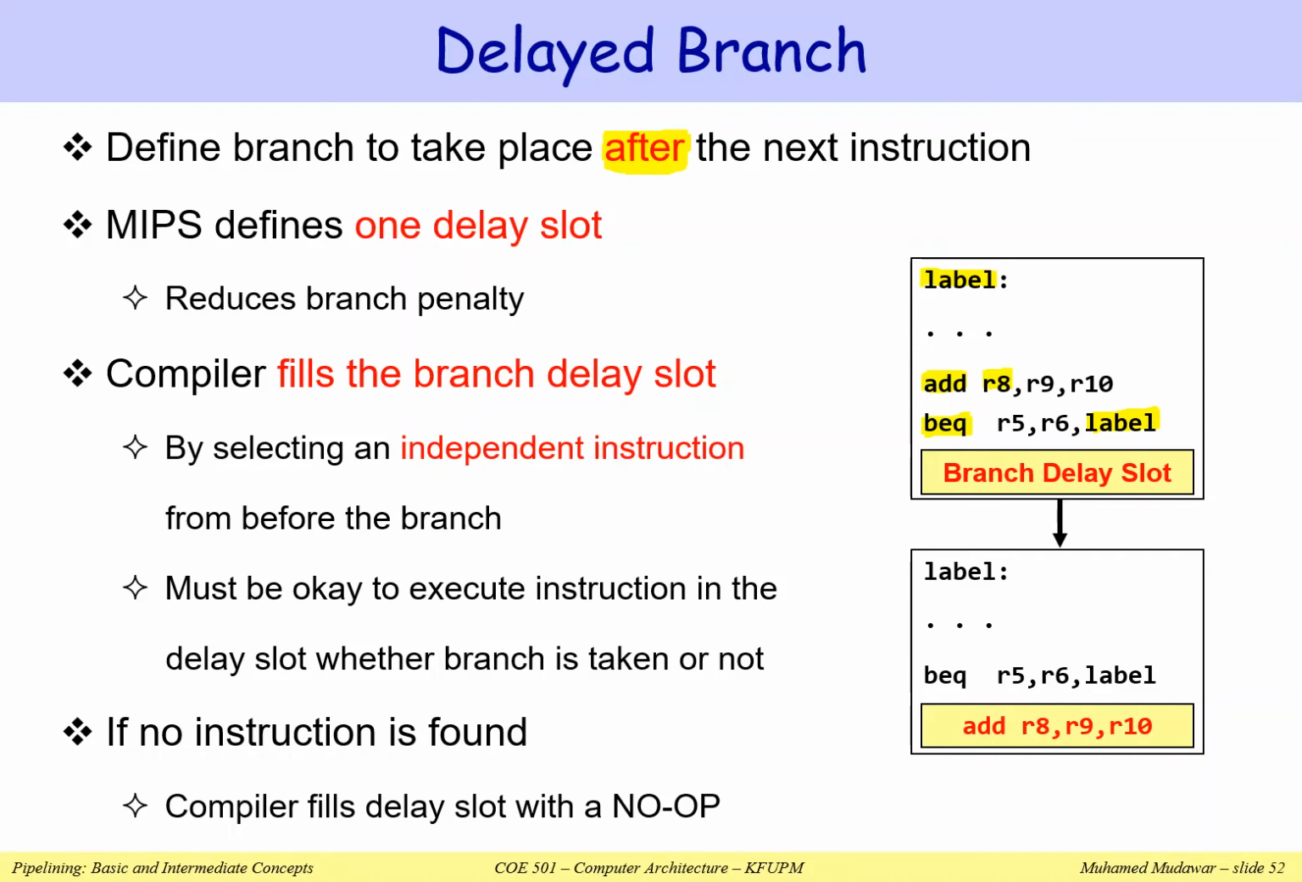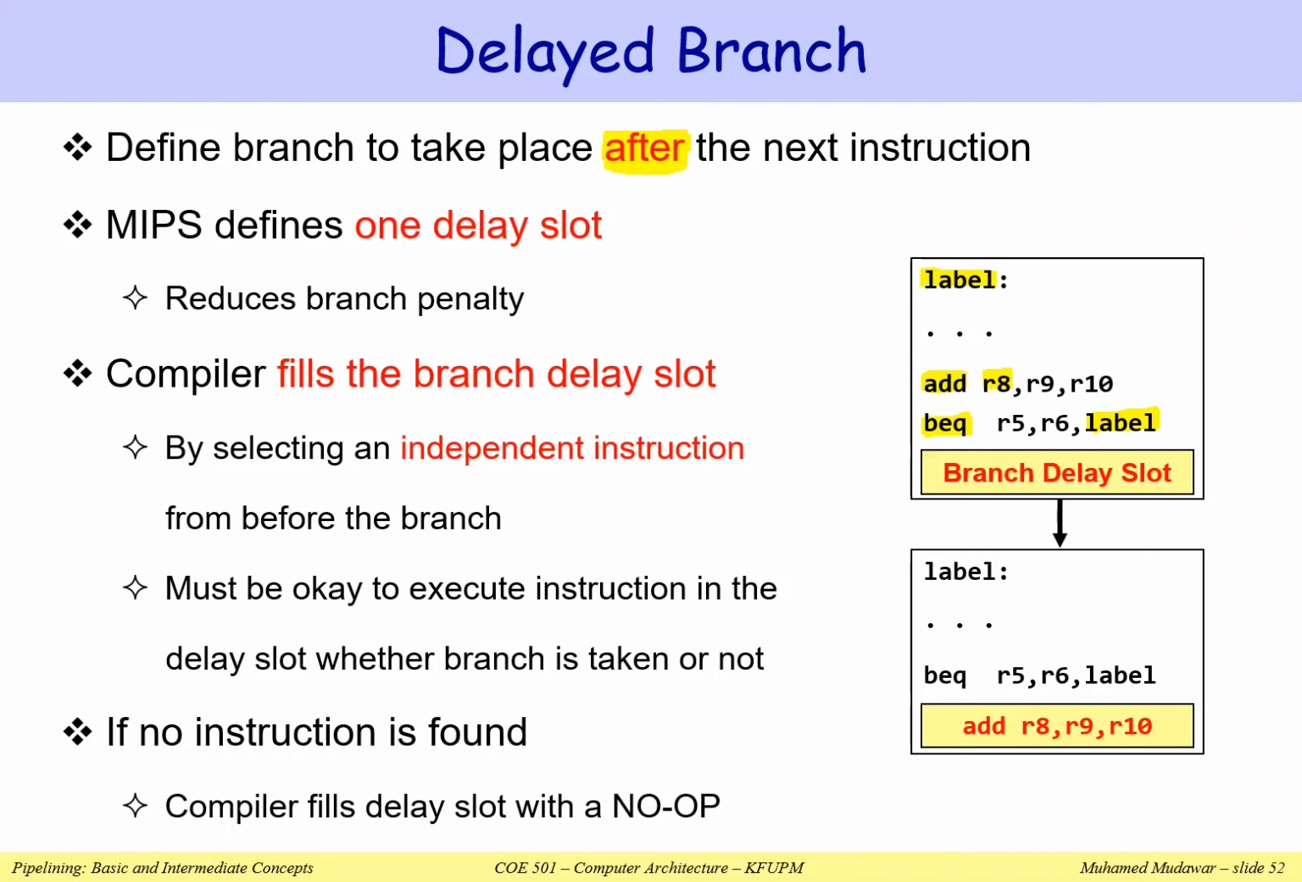So whether the branch is taken or the branch is not taken, in both cases, the add instruction will be fetched, it will be executed, and it will be completed. Its result will be written to R8. So the pipeline is not going to kill this add instruction. It's going to allow this add instruction to proceed in the pipeline normally. So this way it will not waste a clock cycle. So the idea is to improve the performance of the pipeline.